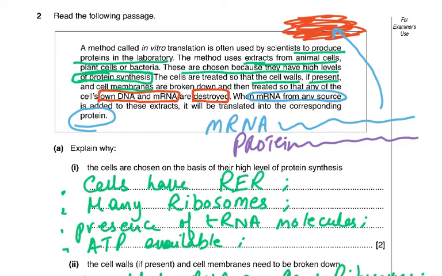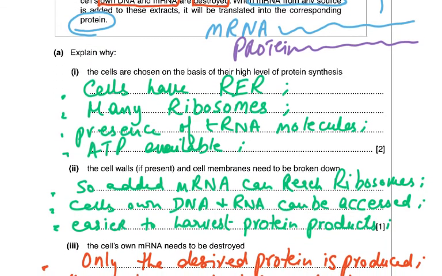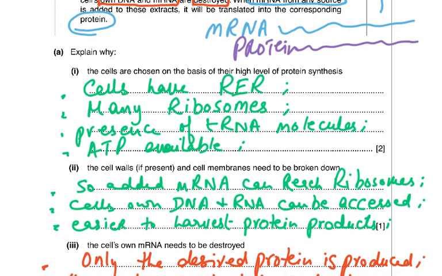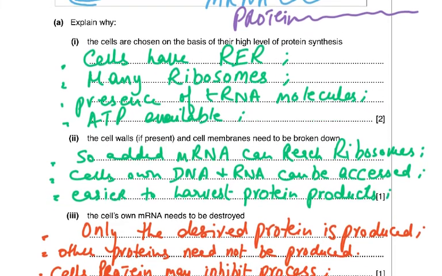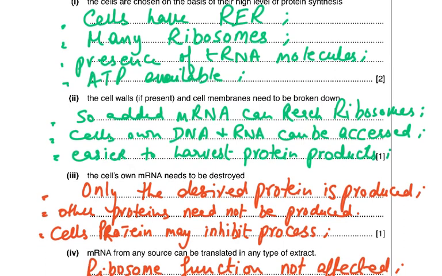Then we go on to the part where the question says A1: explain why the cells are chosen on the basis of their high level of protein synthesis. Because these cells will have a lot of RER. They will have many ribosomes. They will have the presence of tRNA molecules. And of course, ATP will be available for protein synthesis because we know ATP is needed for protein synthesis. Then it says, why do the cell walls, if present, and cell membrane need to be broken down?